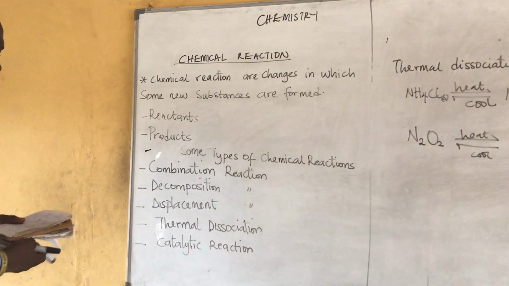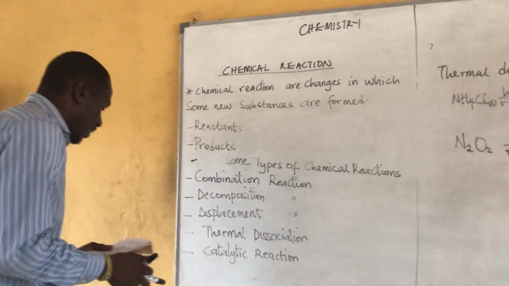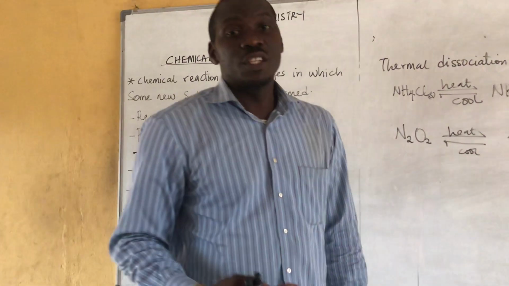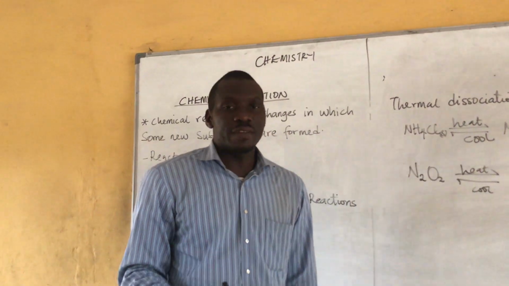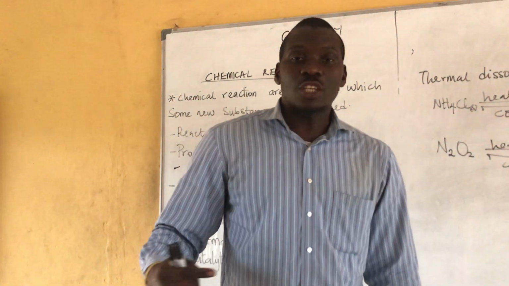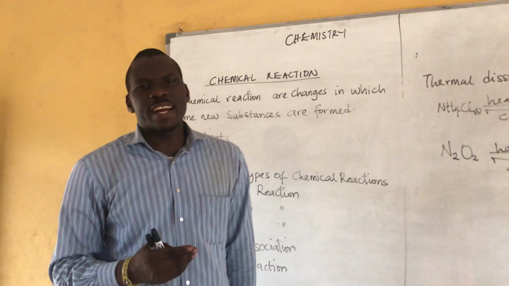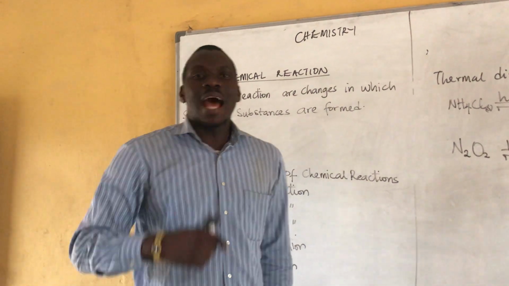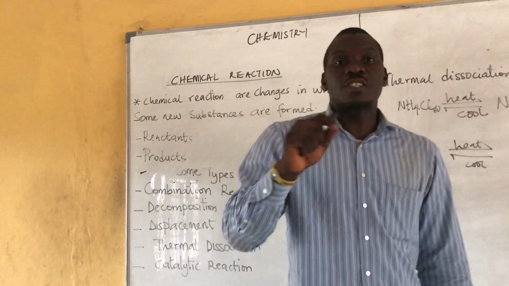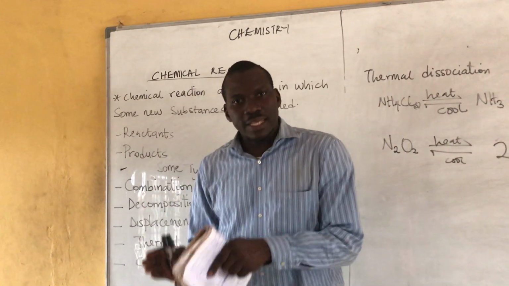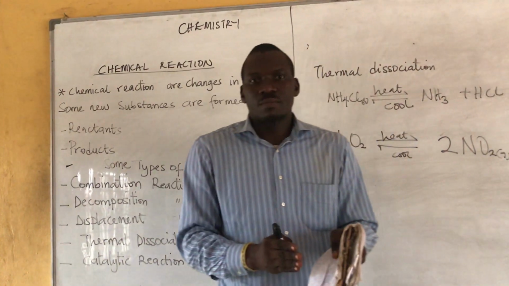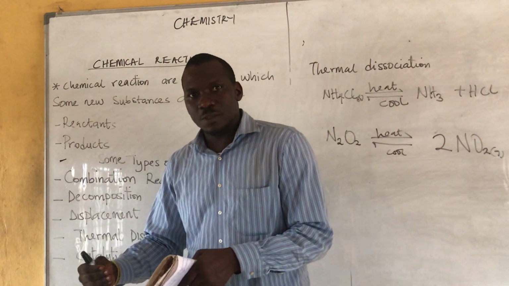Then the last type of reaction we are going to be talking about here is catalytic reaction. What is catalytic reaction? So catalytic reaction is a reaction that involves the use of a catalyst. What is a catalyst? Catalysts are substances that speed up the rate of a chemical reaction, and at the end of the reaction, itself it's not being used up. Take notes. Catalysts speed up the rate of reaction. They save time for the reaction to complete.